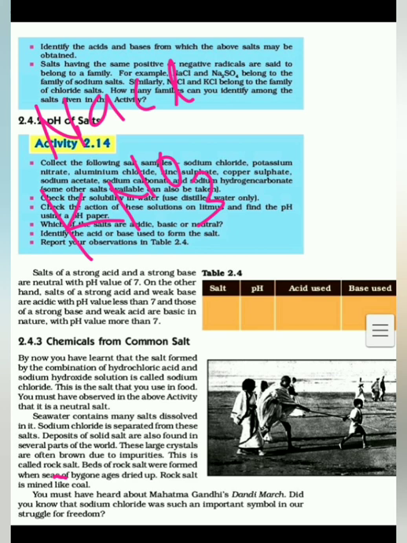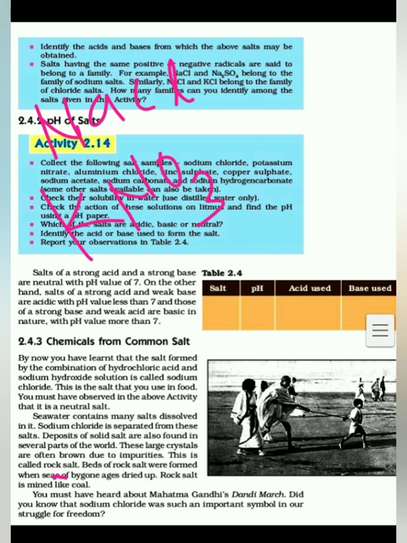From this activity, we come to know that though salts are formed by neutralization reaction, the pH of a salt may be acidic, basic or neutral, depending upon the reaction between strong acid, strong base, weak acid or weak base. So, depending on the type of acid and type of base, the nature of the salt is determined.